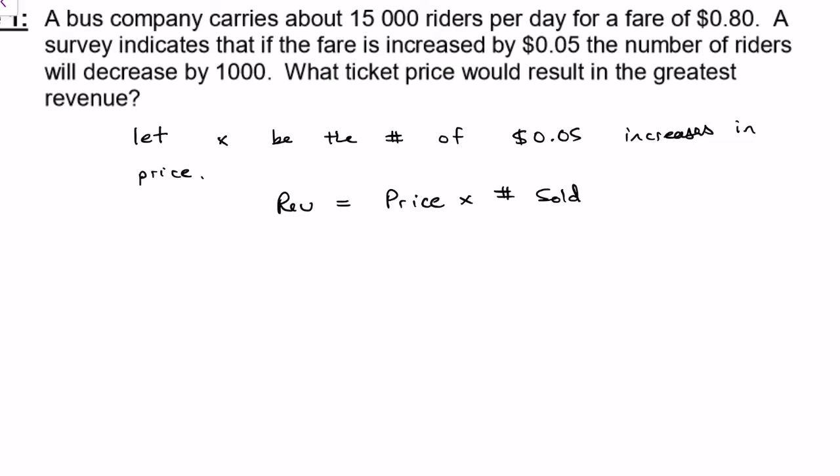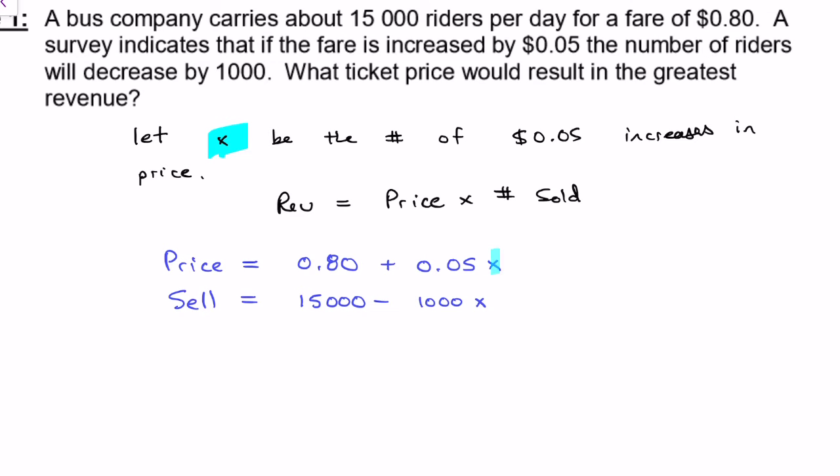So our price is normally 80 cents, but we're going to increase it by 5 cents x times. That's what x is, the number of times we're going to increase the price. The number we can sell is normally 15,000 at 80 cents, but that's going to go down by 1,000 every time you increase the price, which is we're going to increase the price x times. So again, this is what this x does for us, and it just makes a nice formula.